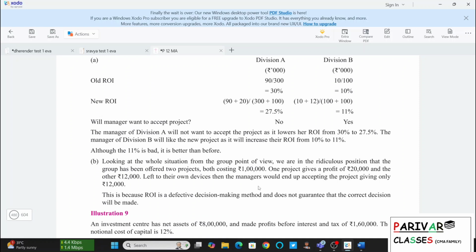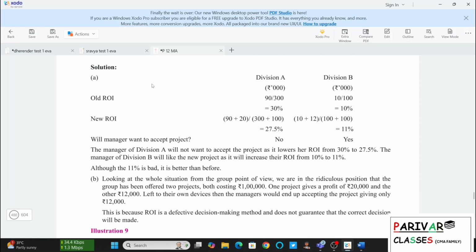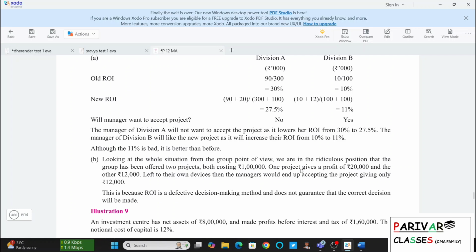If the question is for more marks, we have to do that revised ROI of the company. If it is for some 7 marks, with two questions, question A and question B given, you can write like this simply. For 1 lakh, Division A's project is giving 20,000 and Division B 12,000. From the group point of view, we can say 20,000 is higher profit when compared to 12,000. So we have to accept the first project only in the overall point of view, but division managers will accept division B's project only, because ROA is the decision making factor.